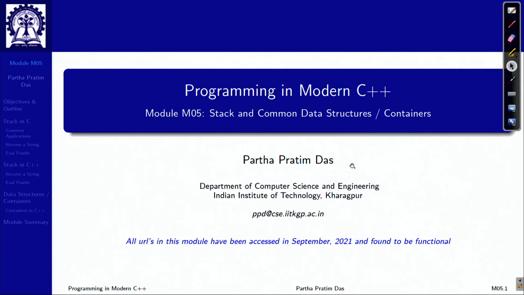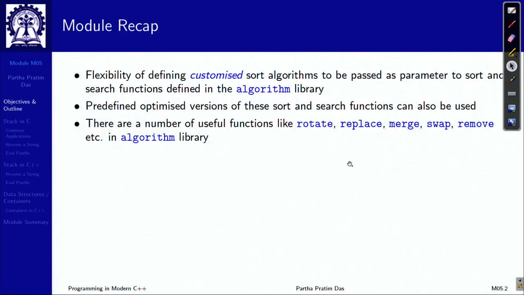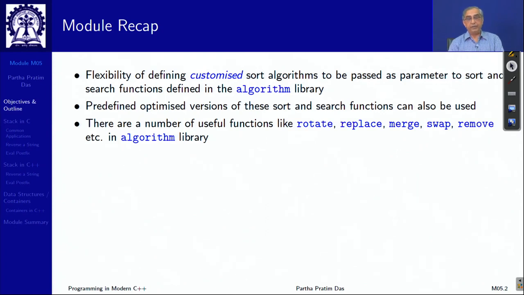Welcome to Programming in Modern C++. We are in week 1 and we are going to discuss module 5. In the last module, we have seen some of the common algorithms available as a part of the C++ standard library, and we have also seen how to use sorting and searching particularly to great benefit.